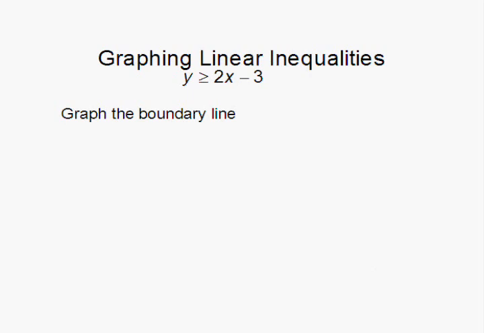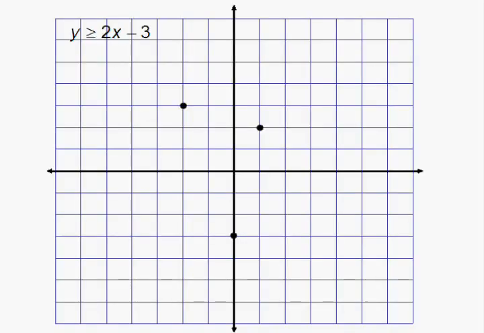The first step is to graph the boundary line. In this example, the boundary line would be the equation y is equal to 2x minus 3. You might recognize that as being in slope-intercept form, y equals mx plus b. So it's telling us that the slope is 2, or the fraction 2 over 1, and the y-intercept is -3. So we begin by placing the y-intercept on the y-axis at -3. There's the first point on our line.